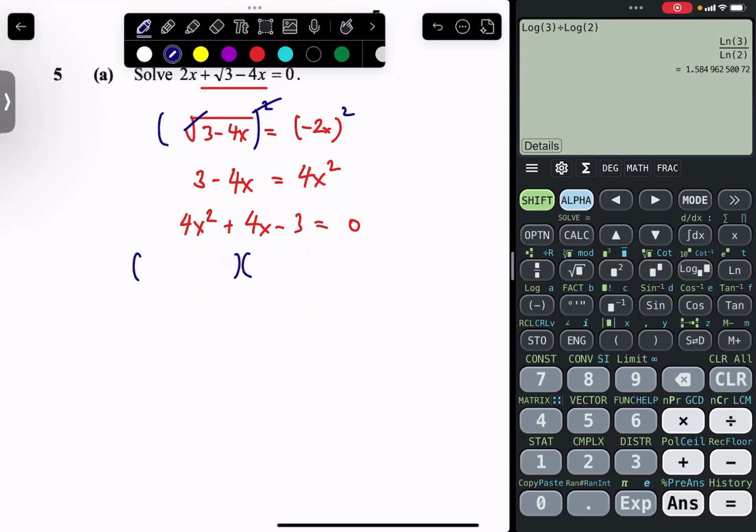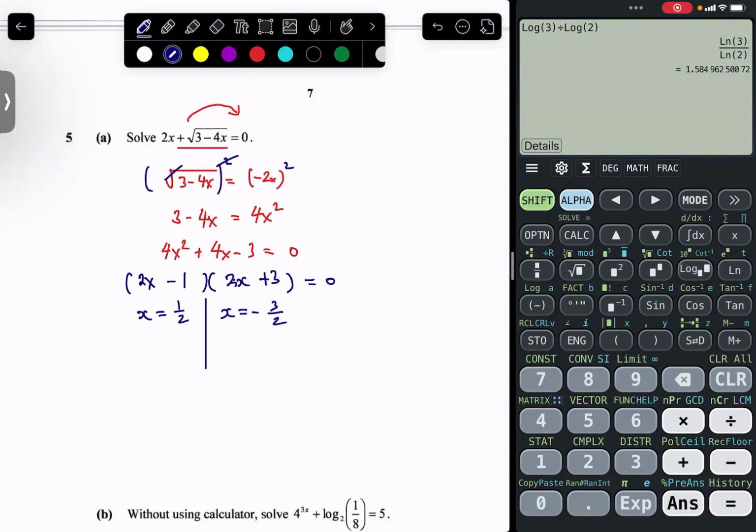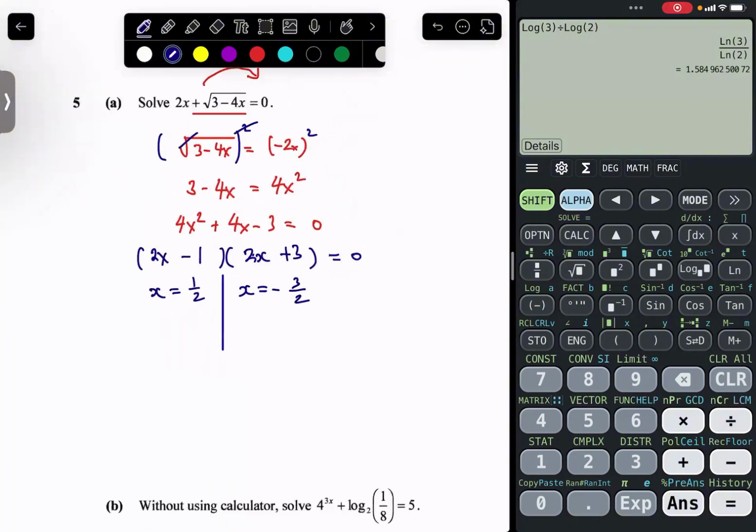The factorization of this will get me 2x plus 3, then times 2x minus 1, equals 0. So over here, x equals negative 3 over 2, x equals half.